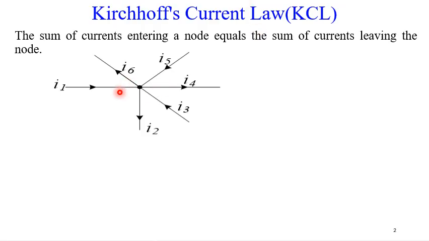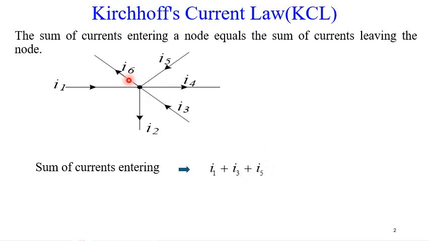First of all, look at the currents that are entering into this node. This is the node we are considering. I1 is entering, I3 is entering, and I5 is entering. So we can write it down: the sum of currents entering is I1 plus I3 plus I5.